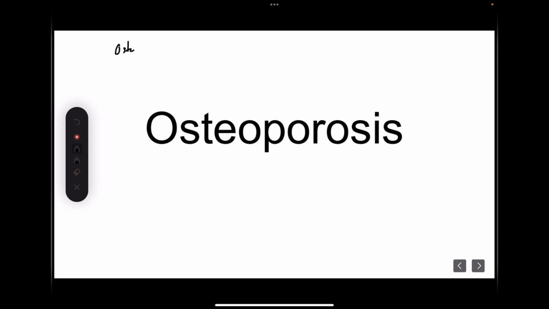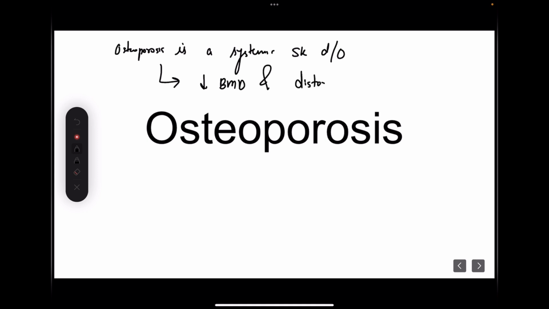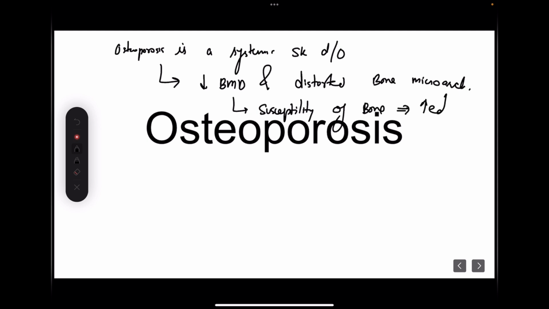So osteoporosis is a systemic skeletal disorder which is defined by reduced bone mineral density and distorted bone microarchitecture, where the susceptibility of a bone for fragility fractures is increased.